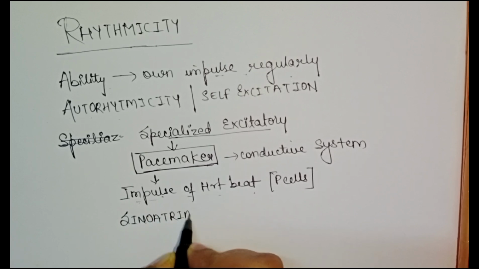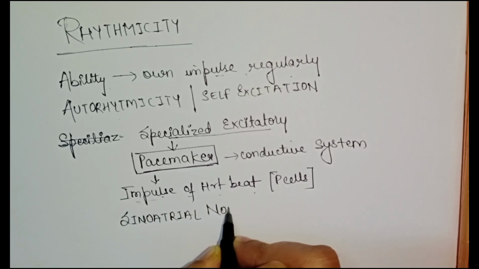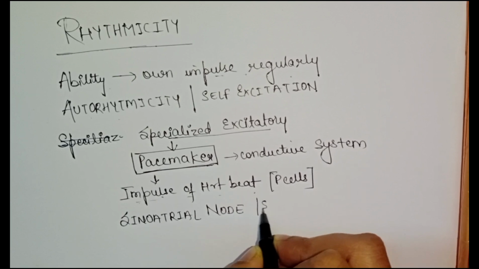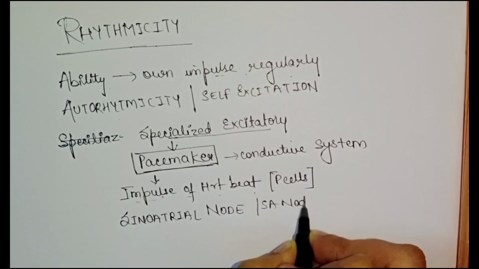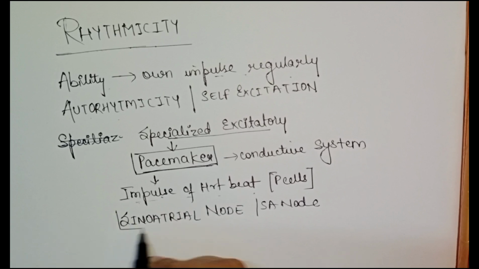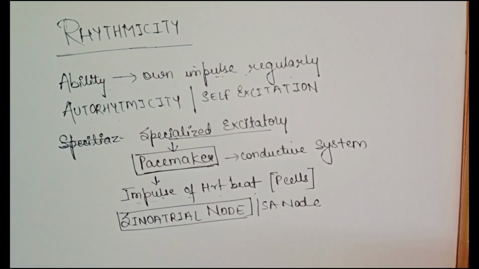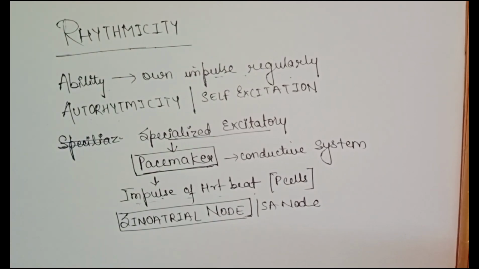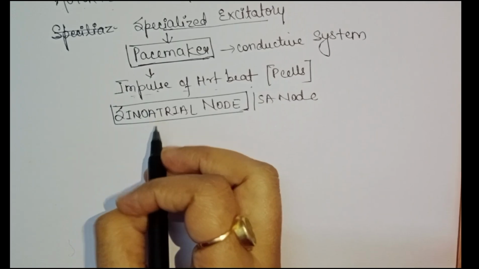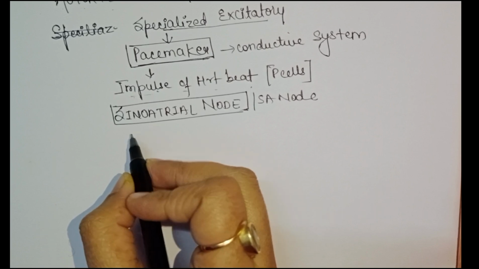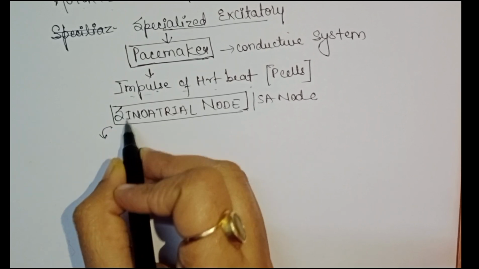Sinoatrial node, or SA node, is the pacemaker in the mammalian heart. SA node or sinoatrial node is the pacemaker in the human heart. The sinoatrial node is a small strip of modified cardiac muscle.